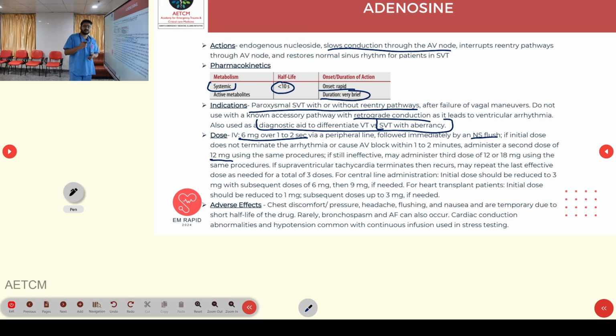Adverse effects are very brief. We all know that the duration of action is very short, so the adverse effects are also very brief even if they occur. A patient will have chest discomfort or pressure, headache, flushing, and nausea. These side effects are common and very short lasting, and it rarely can cause bronchospasm and AF, and other adverse effects are very less common.